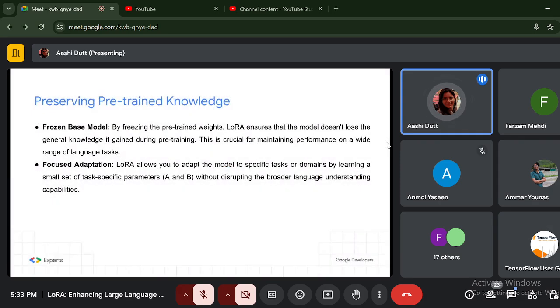Next is preserving the pre-trained knowledge. Of course, we want to preserve our pre-trained knowledge. That's why we freeze our base model, the weights of the base model. That is our capital W. And focused adaptation is that LoRA allows you to adapt to specific tasks. So instead of just learning anything, you're focusing on a certain task through a certain data set. So you can work around smaller data sets that would be computationally less expensive for you, and you can train your model on new data frequently.